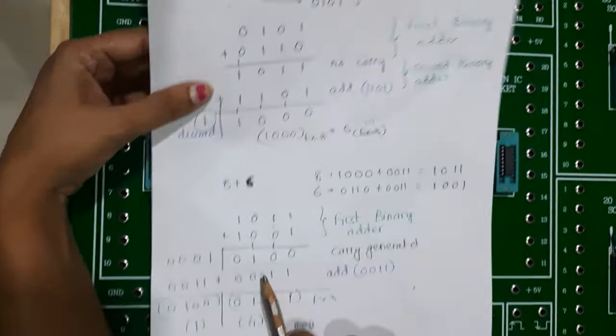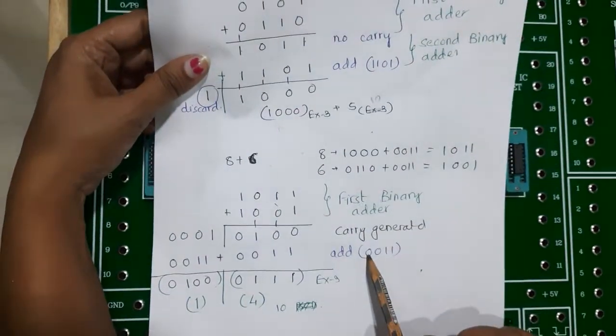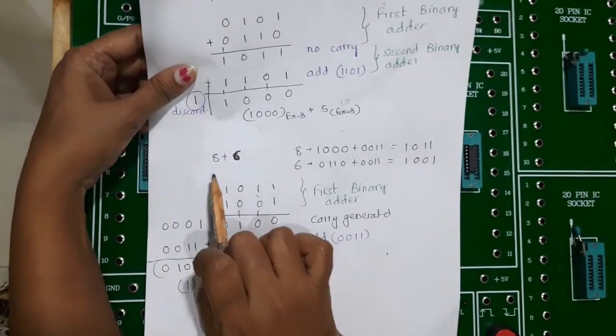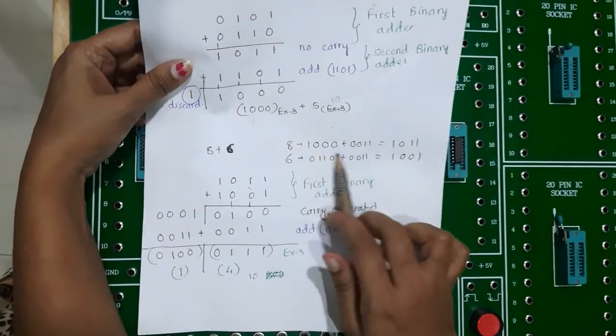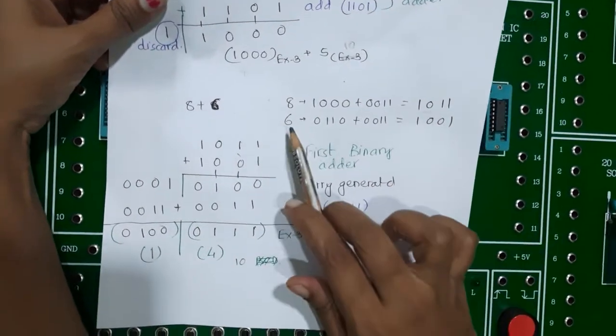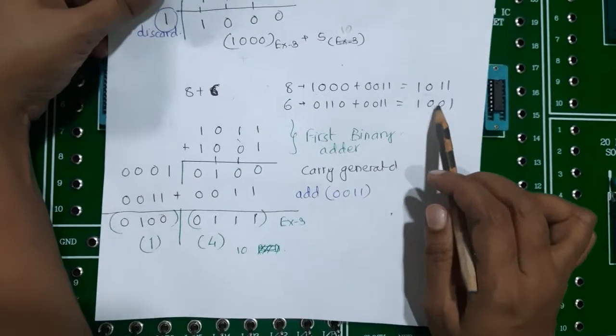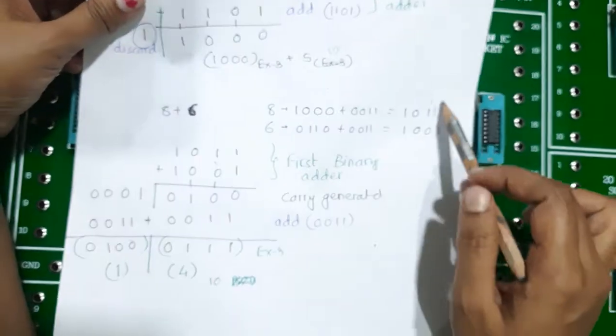That is for the case where the result of simple XS3 binary addition has no carry. If carry is generated, what is to be done? Instead of adding 1101, we should add 0011. So let us take a case study here: 8 plus 6. 8 can be represented in XS3 format as 1011, and 6 is represented as 1001. So this should be the input value to my circuit.